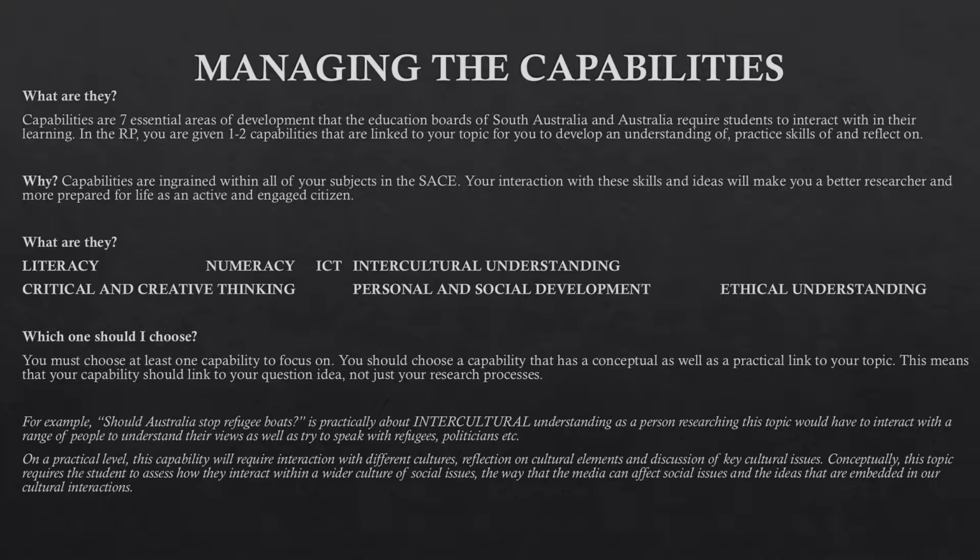If we begin at the beginning, very good place to start, we need to just introduce the word capability to you again. Now, you've already done these because in year 10 you did PLP. Basically what we're looking at is 7 essential areas that you need to develop to be not only a good student but prepared for life after school. So in the research project you're given a couple of capabilities to explore, and it's really important that you focus on either one or maybe two. You don't need to focus on all 7.